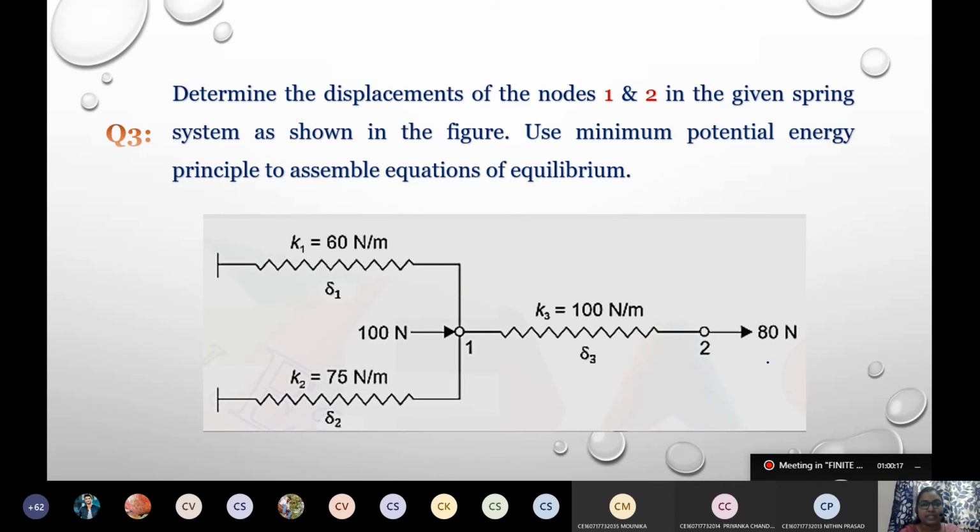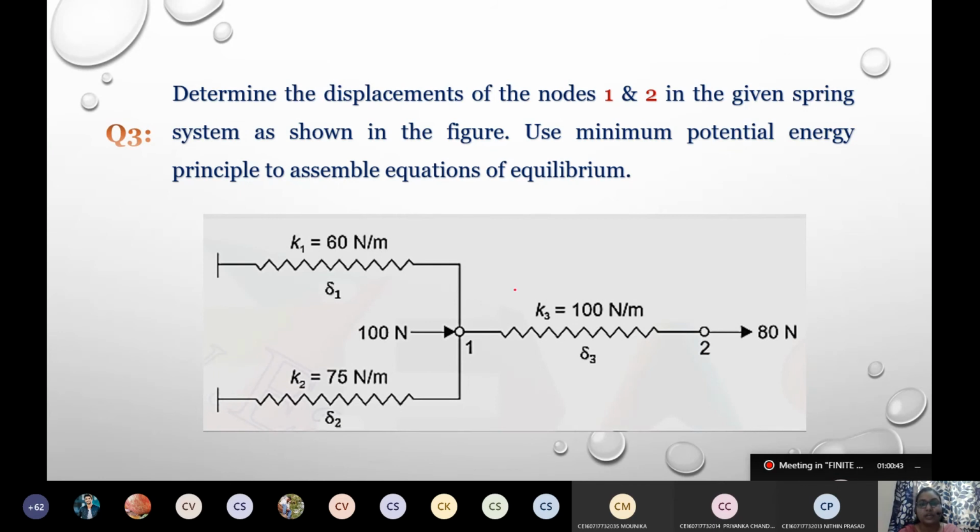Determine the displacements of node 1 and 2. We have 2 nodes here. I'll show where they are. This is node 1 and this is node 2. Nodes 1 and 2 in the given system of springs. Here there are 3 springs but 2 nodes. Note that please. In the previous case, it was 3 springs, 3 nodes.